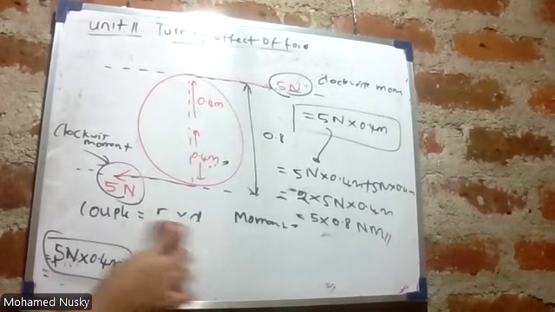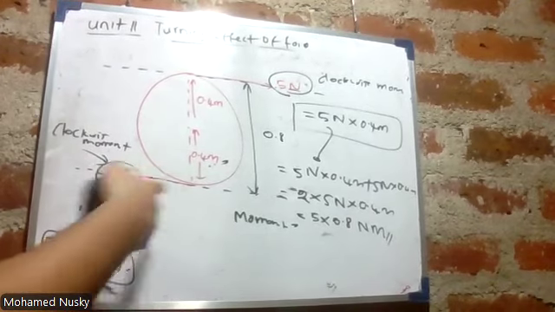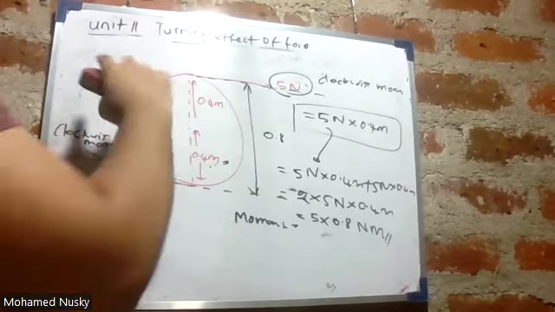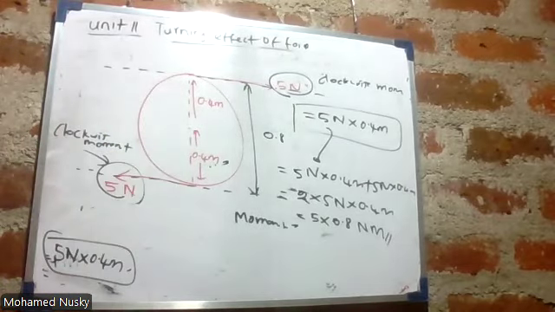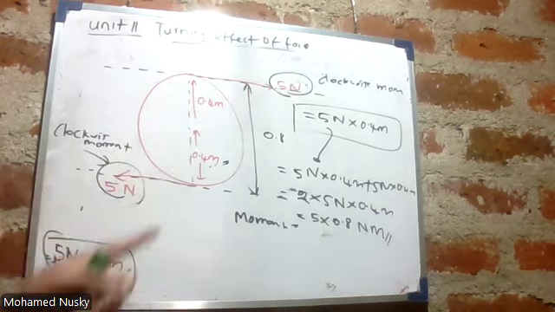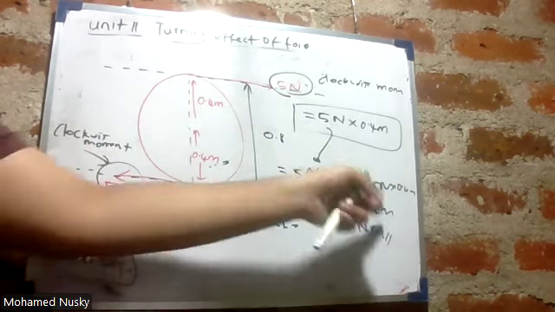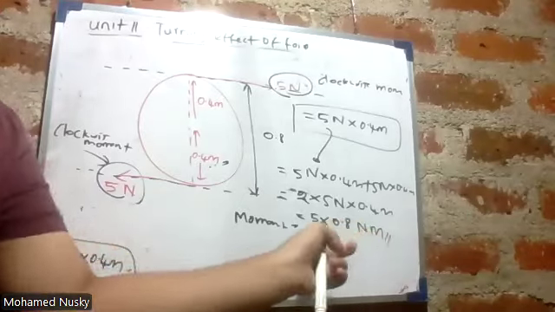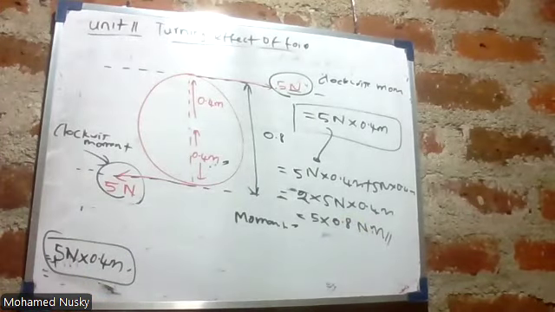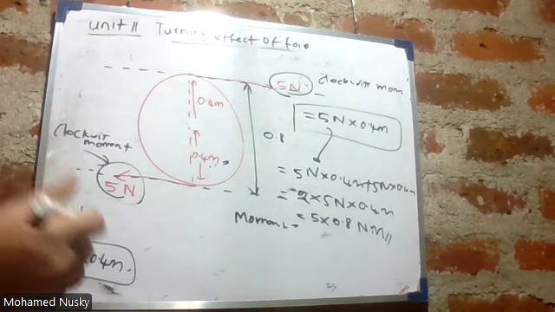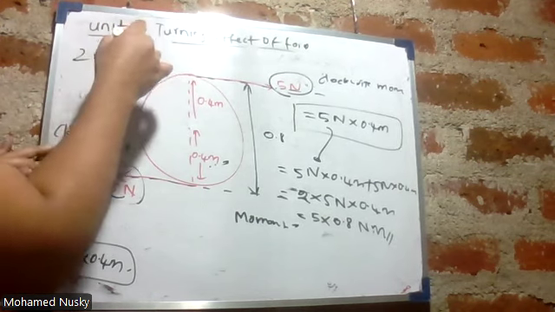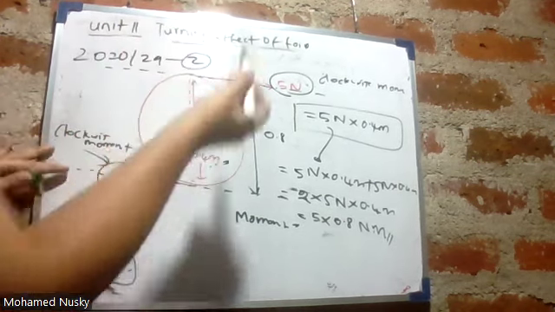This is not the way of doing it. They haven't asked for the couple. They have asked for the moment created by the forces. So this is clockwise, this is clockwise, I can add both the clockwise moments, and I will get the final answer 0.8 Newton meter. That's it. So answer 2. This is the 2020 29th question, answer 2.